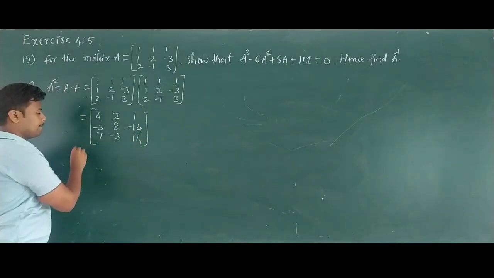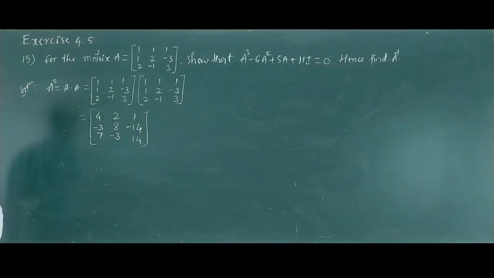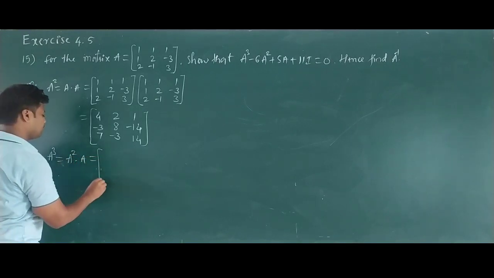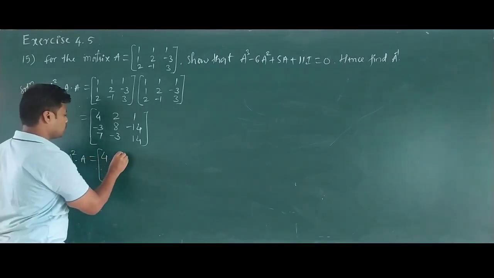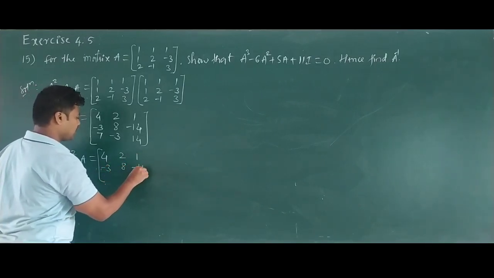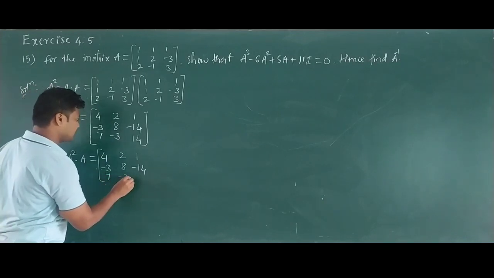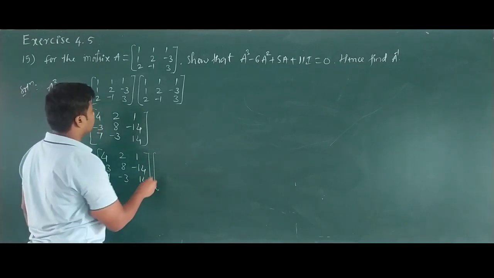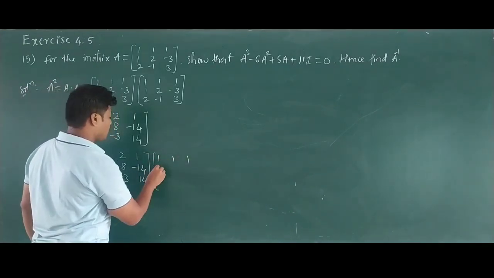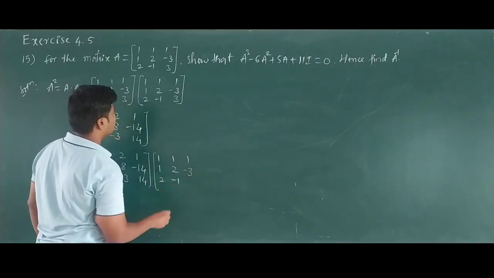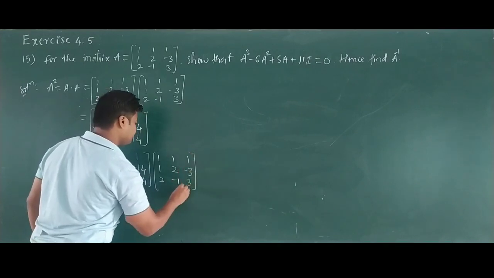Yes, these are the elements of A square. Then A cube equals A square into A, where A square is 4 2 1, minus 3 8 minus 14, 7 minus 3 14, into 1 1 1, 1 2 minus 3, 2 minus 1 3. Okay.